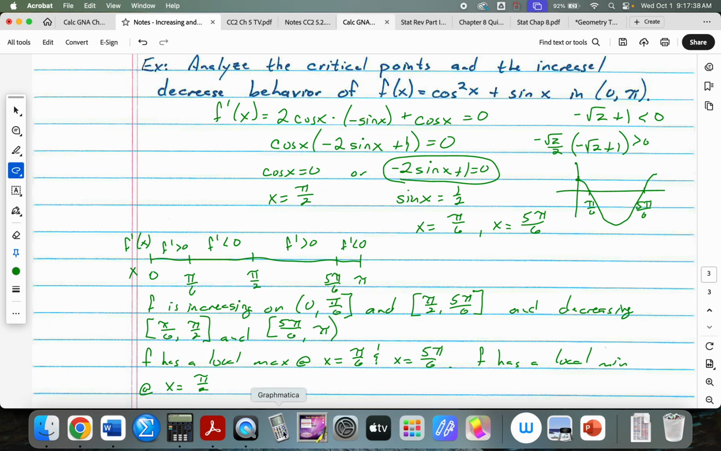And you can test this by looking at your calculator. You could graph this and you can kind of see, does it do these things?